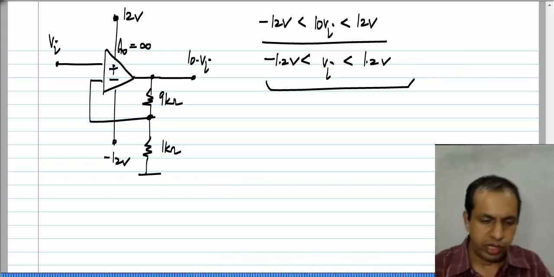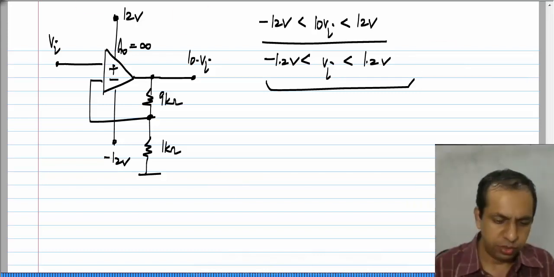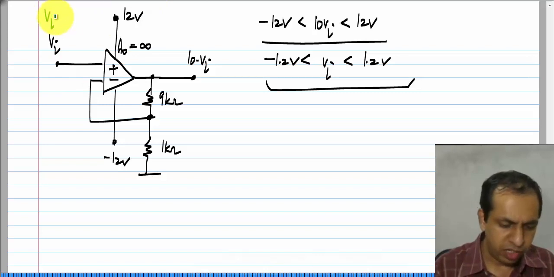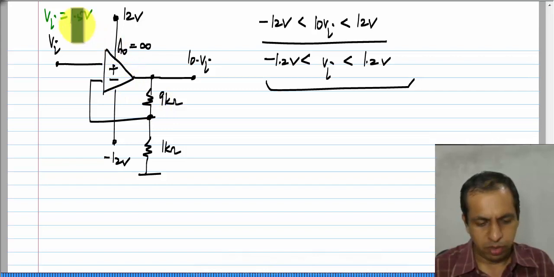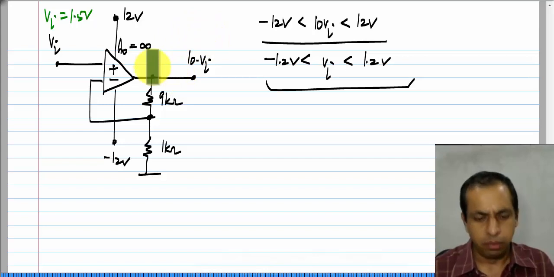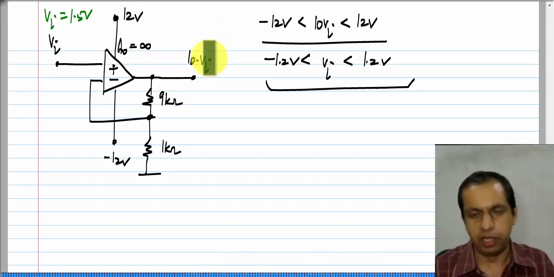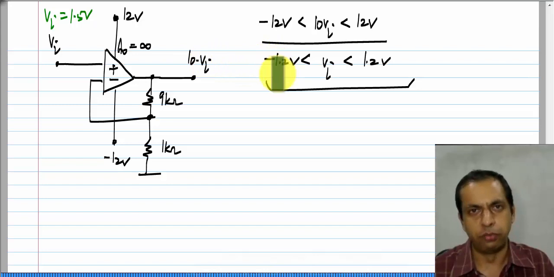Because if you exceed these limits, let us say you apply a V I of 1.5 volts, from the gain of 10 that you expect for this amplifier, you would expect that the output would be 15 volts, but the output cannot be higher than this power supply. So, it will saturate at 12 volts.